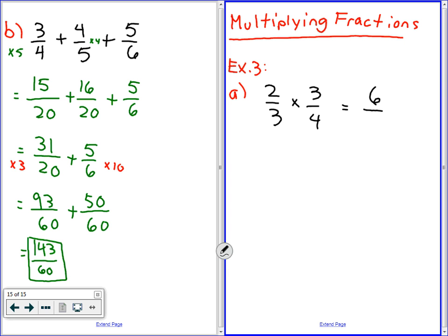Now I'm gonna show you the quicker way to do this. 6 over 12, I do not like. Carolyn, you're not out of the woods here. 6 over 12, if you were to hand it in, I'd give you half the mark only. What is incorrect with 6 over 12?